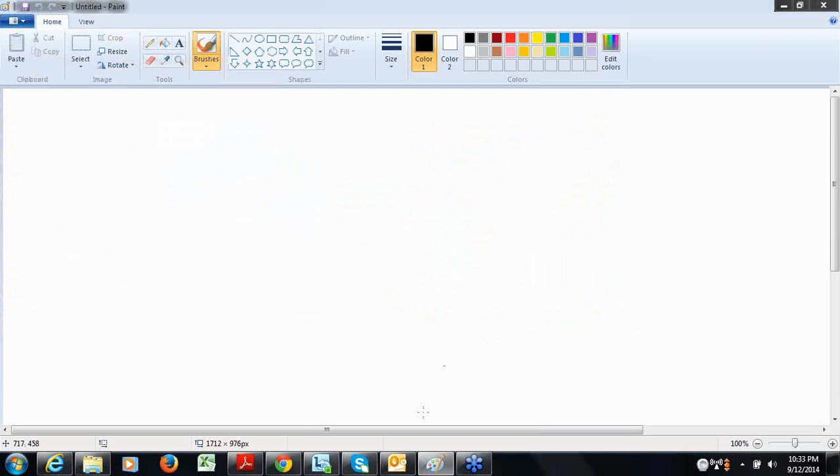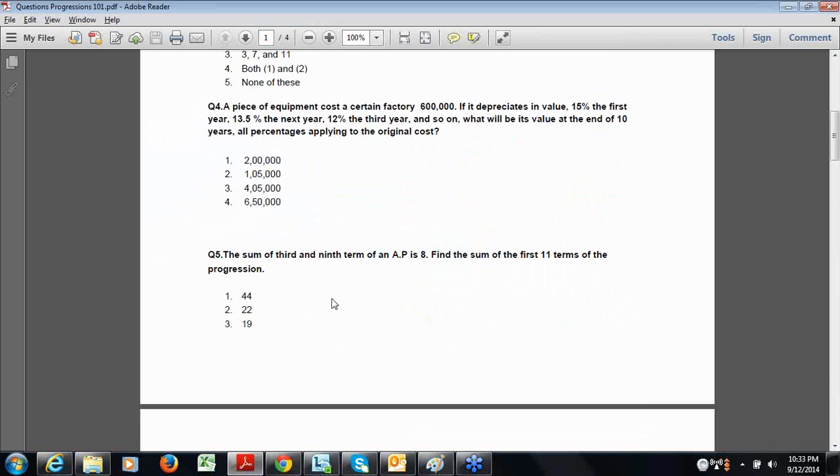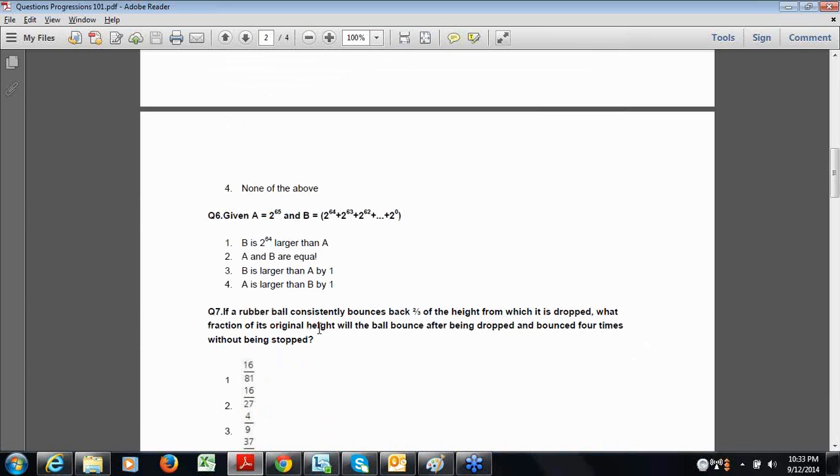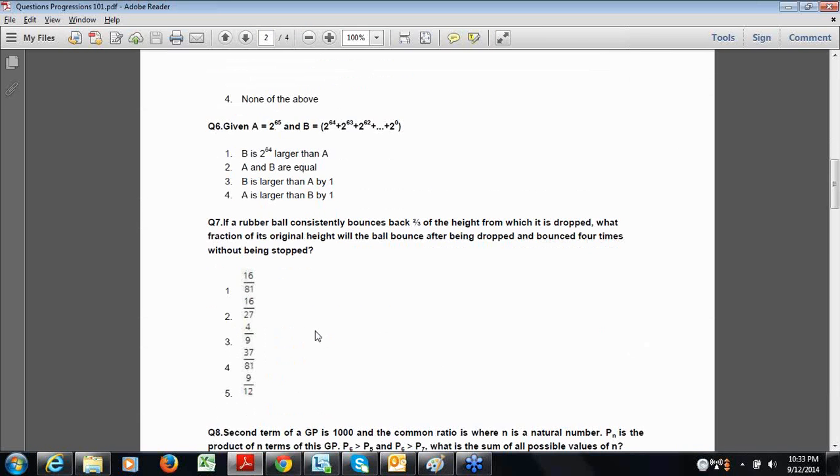Chalo, moving on to the next question. Question number 6. It's given A is equal to 2 to the power 65, and B is equal to 2 to the power 64 plus 2 to the power 63 plus so on. This is a GP.